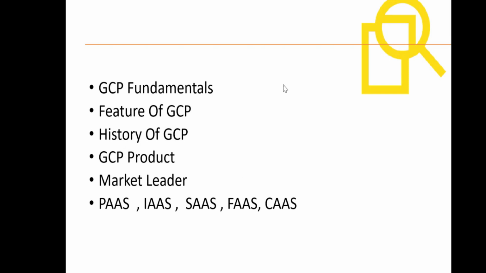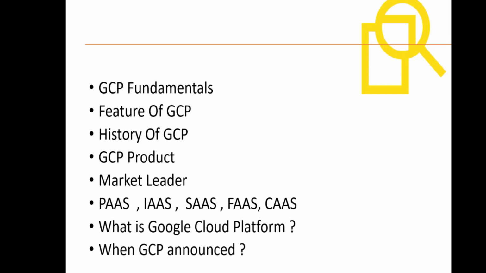Here we try to elaborate this: PaaS, platform as a service, infrastructure as a service, software as a service, function as a service, container as a service. We should have very good understanding about them, because for each topic, we'll do some hands-on, right? We'll do it one by one. Then we talked about what is this Google Cloud Platform, when GCP was announced, why does the GCP platform matter? Let's explore them step by step.